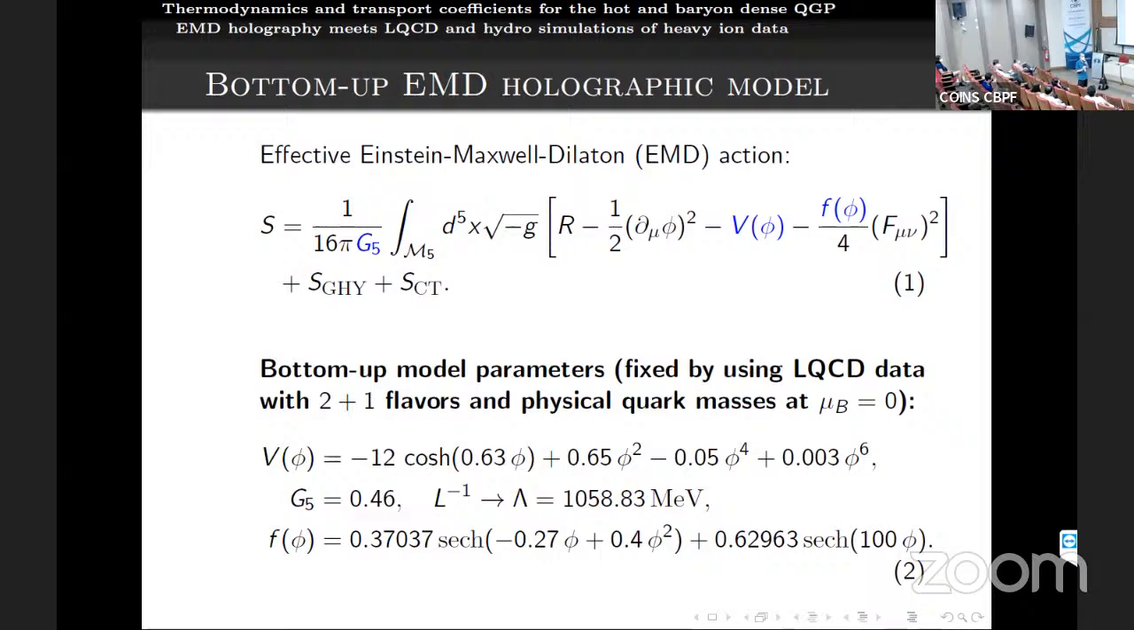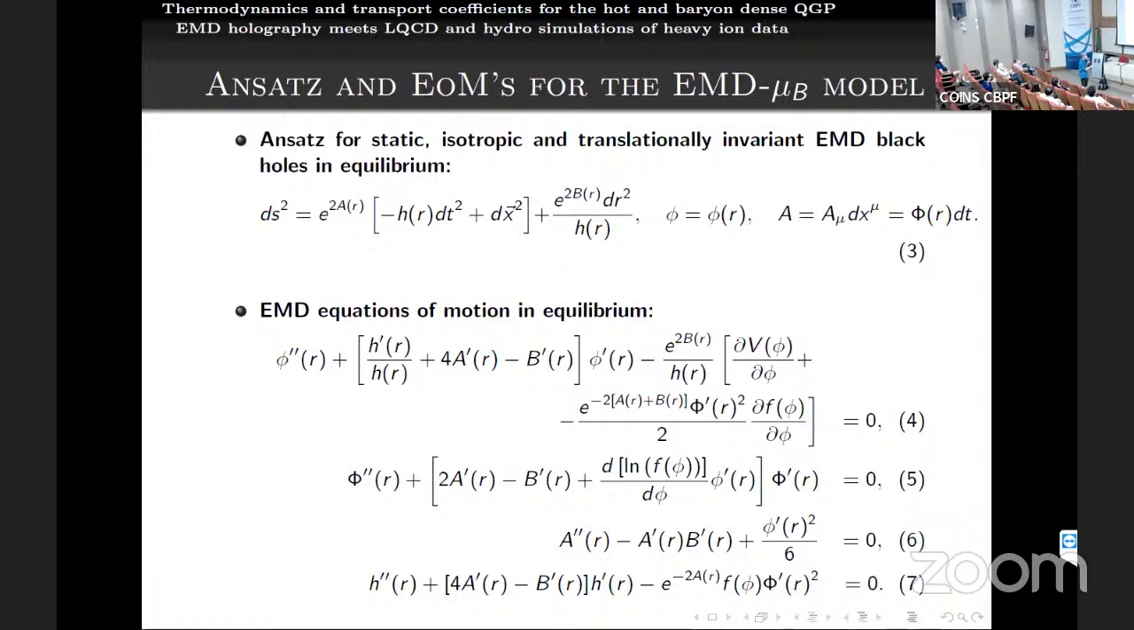This is a choice that we made in the following way. We have these ansatz here for a static, isotropic, translationally invariant, isothermal black hole in equilibrium. And then we have to solve numerically this set of equations of motion. Then we have essentially two kinds of initial conditions here, and each pair of initial conditions will produce a point in the phase diagram. The initial conditions are the value of the dilaton field at the black hole horizon, and the value of the radial derivative of the Maxwell field, also calculated at the black hole horizon. So we have to choose many different values for this pair of initial conditions, and then we start to populate the phase diagram of the model.